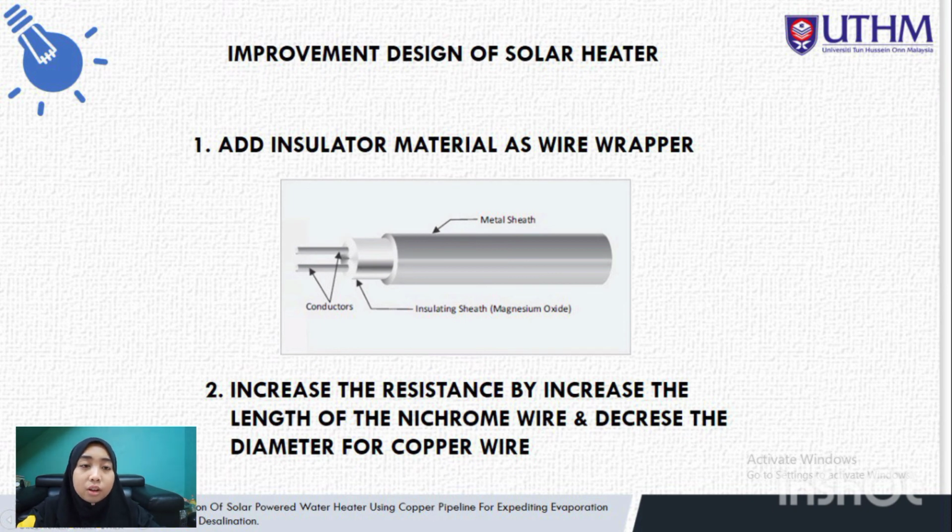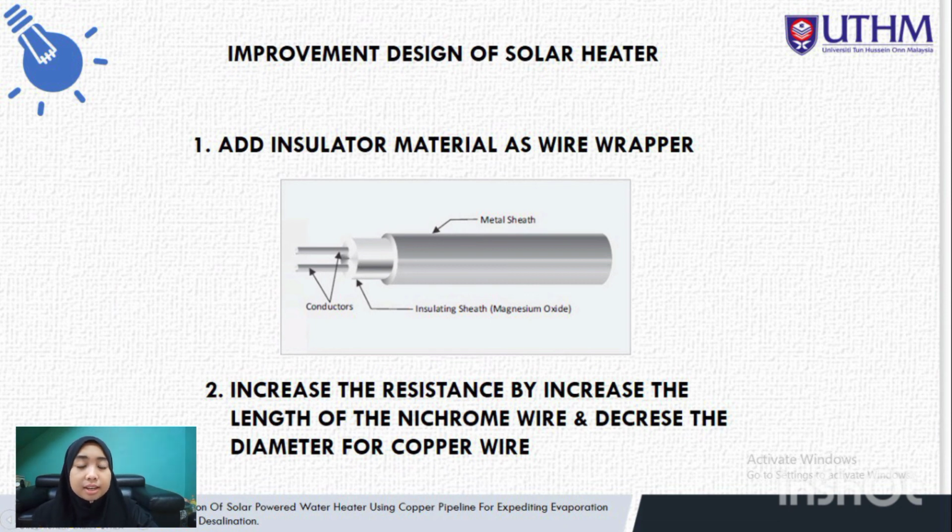The insulator material that I chose is magnesium oxide. This is because magnesium oxide has great electric insulating qualities, which is 10 to the power of 4 ohm, and the heat conductivity is also high. The figure here shows an example of how the magnesium oxide will be used to wrap the conductor.